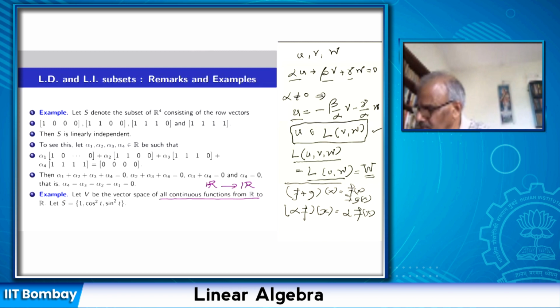This vector space of continuous functions from R to R, we will see, cannot be a finite dimensional vector space. It cannot be written as a linear span of finitely many continuous functions. There are all kinds of continuous functions, and finitely many continuous functions cannot give rise to all continuous functions by taking their linear combinations.